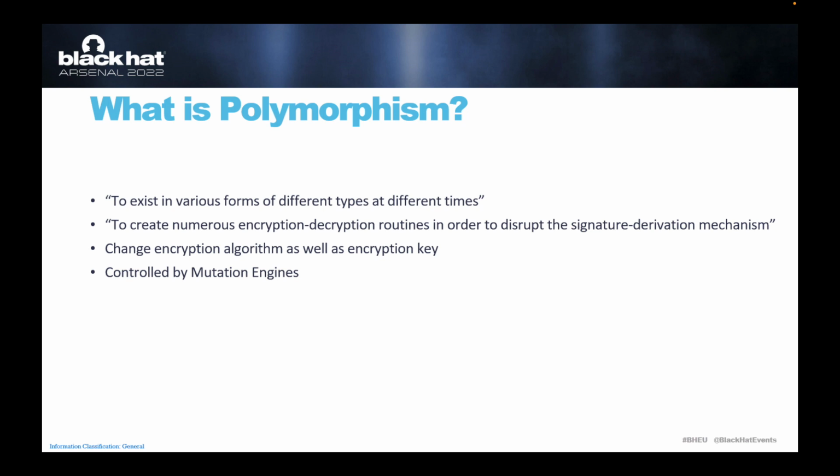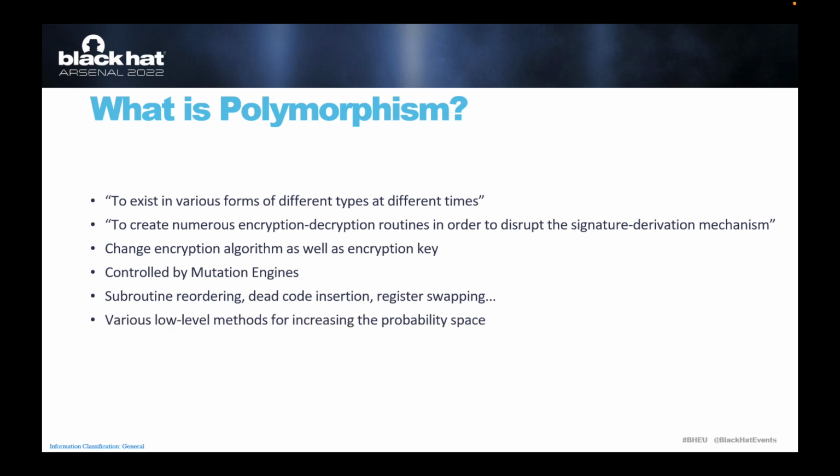Mutation engines increase the probability space by using methods such as subroutine reordering, dead code insertion, and register swapping to produce different code fragments. Since the methods mentioned here are about low-level programming rather than high-level, mutation engines work directly at the level of assembly instructions, and their outputs will be architecture dependent.